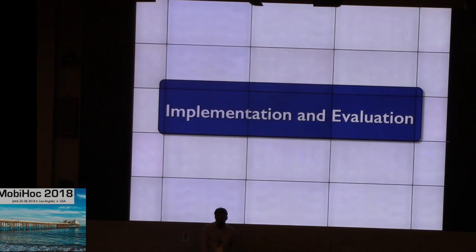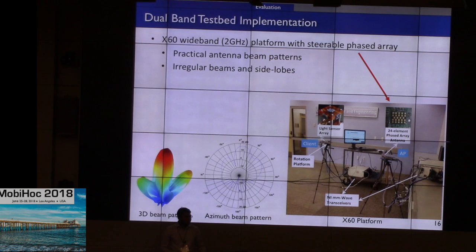So now let's move on to the implementation and evaluation of SearchLight. As I explained earlier, we have implemented SearchLight on a hardware platform. For this, we are using X60, which is the NI 60 GHz platform with a steerable phased array antenna with 24 elements. Here you can look at the beam patterns. They look very similar to practical off-the-shelf commercial access points as well, and they have irregular beams and significant side lobes, which creates a challenge in beam steering.